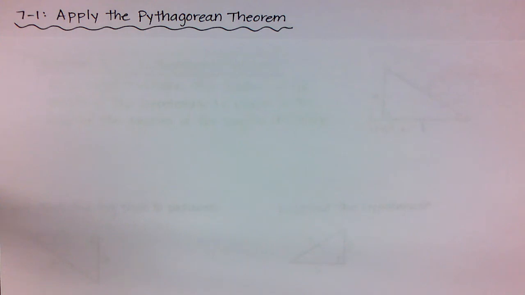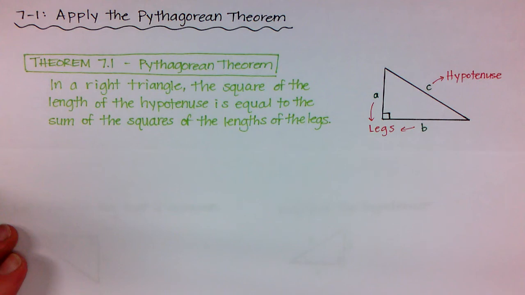So this was a famous theorem that was found by a man named Pythagoras, and here's what it says. It says that in a right triangle, the square of the length of the hypotenuse is equal to the sum of the squares of the lengths of the legs.